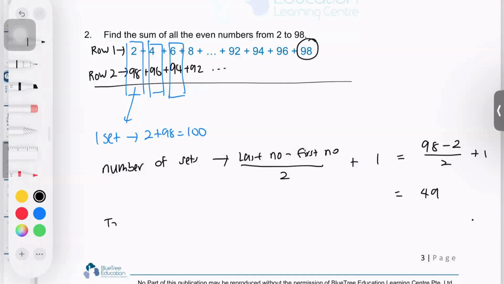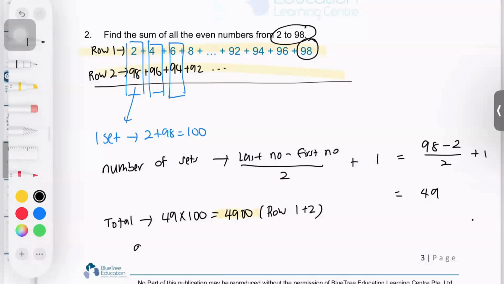So total will be 49 times 100, which is 4900. But this is not your answer, class, because this is the total of 2 rows. Remember, we flip it together. So this 4900 is actually the total of row 1 plus row 2. So you have to take 4900 divided by 2.